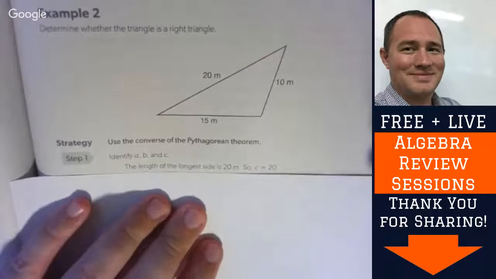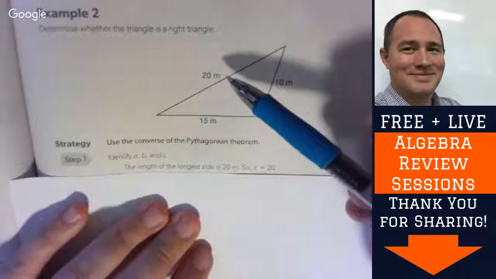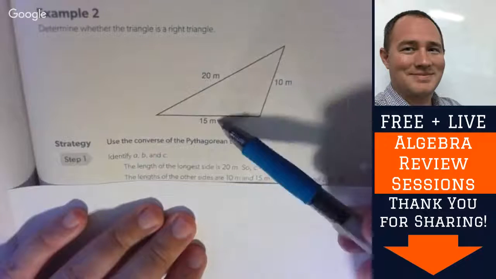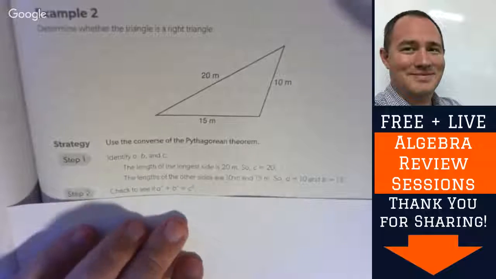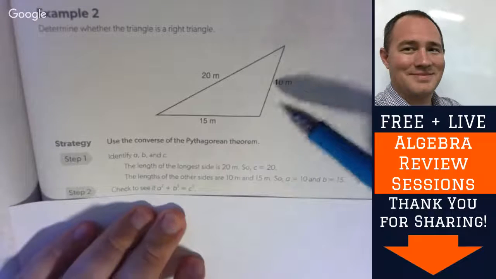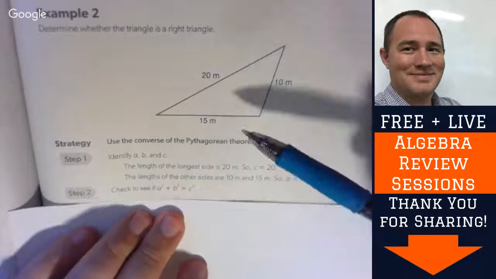So the longest side here is 20, so that would be assigned C. The other two sides are 10 and 15. We're going to assign those A and B. So we want to check if squaring A and squaring B adds up to squaring C.